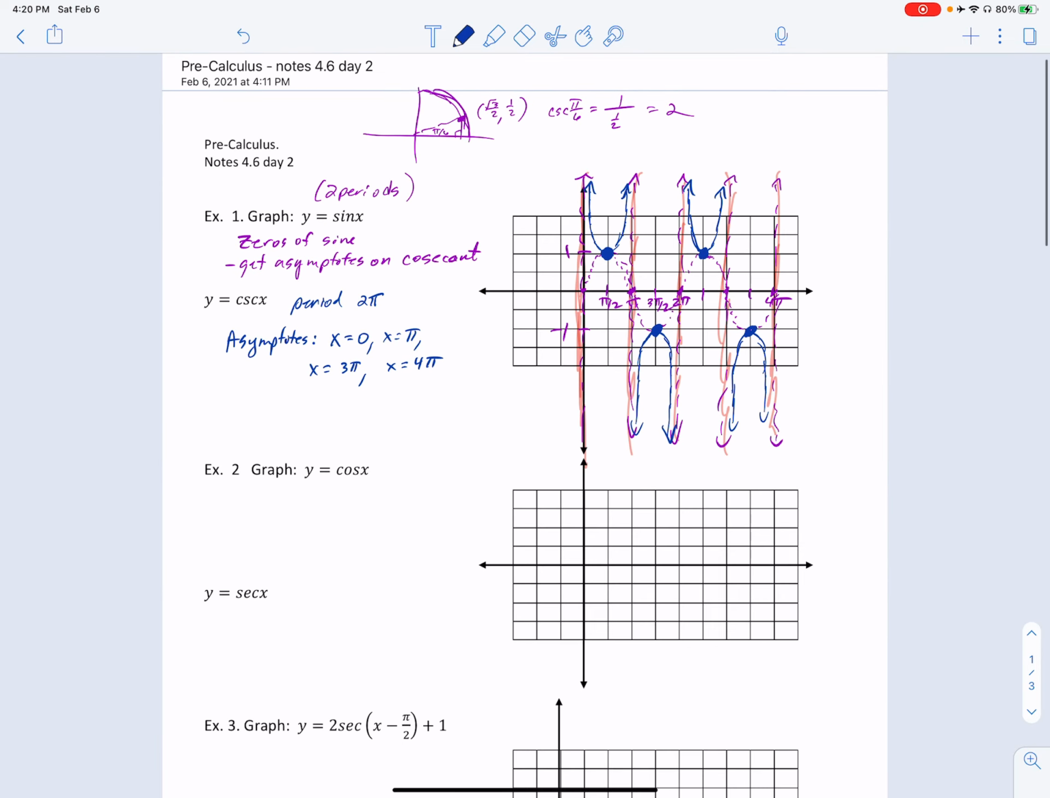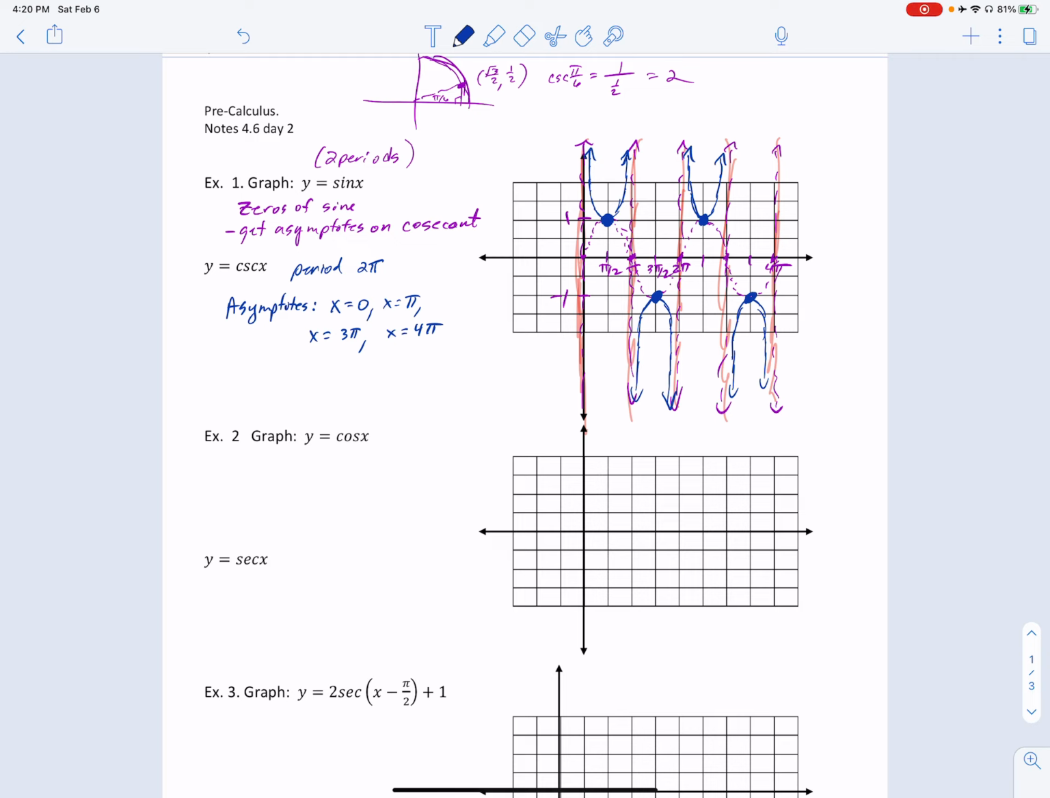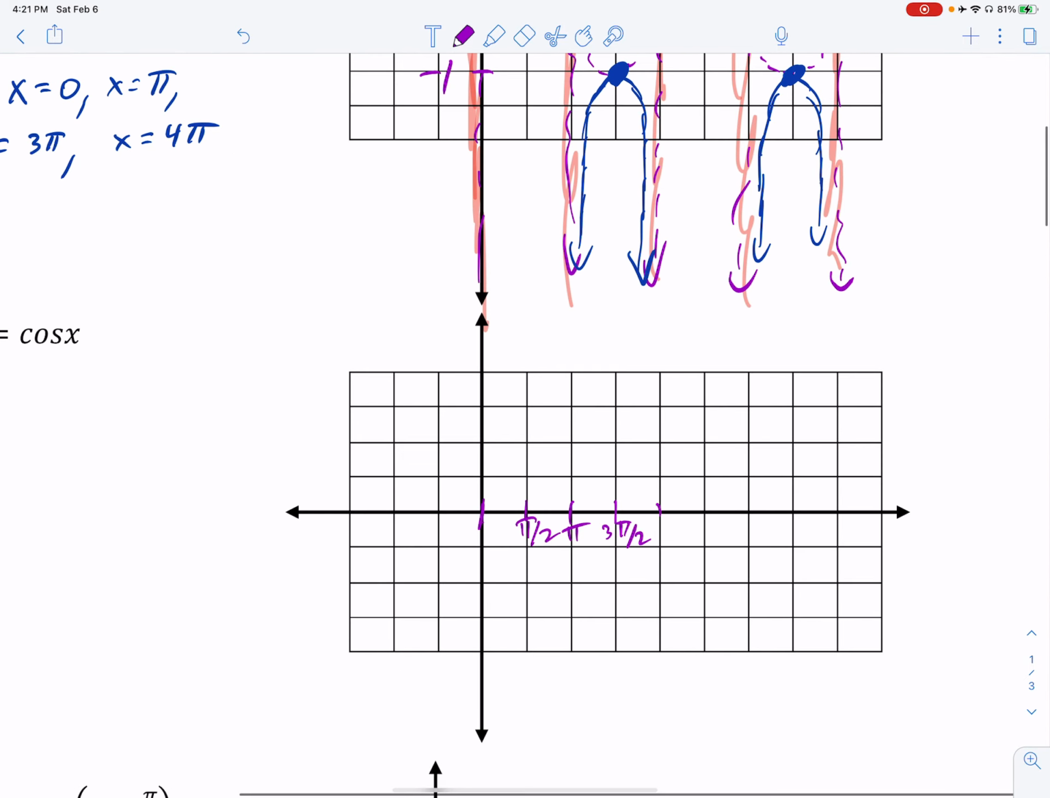We do the same kind of thing when we get to cosine, secant. Secant is the reciprocal of cosine. And so we are going to sketch cosine. And so for cosine, we have key increments of pi halves again. So the 2 pi will be one period of cosine. We're going to graph the cosine. And 4 pi is going to be 2 periods of cosine.